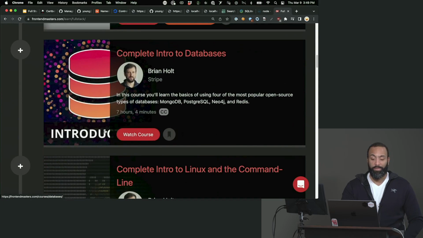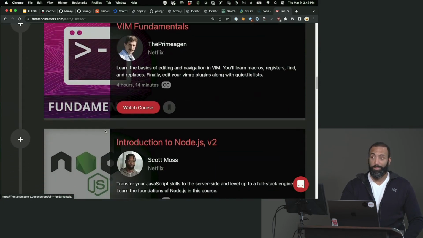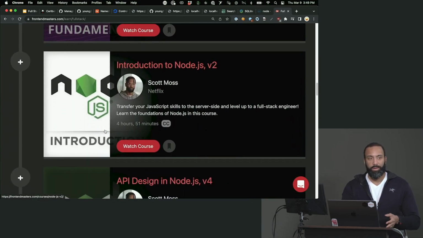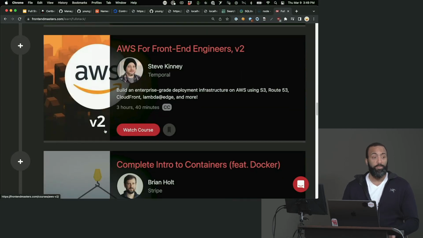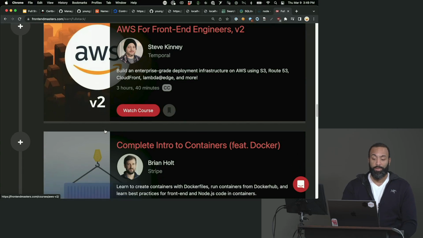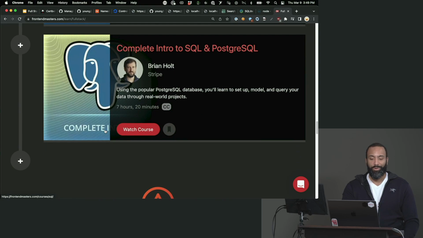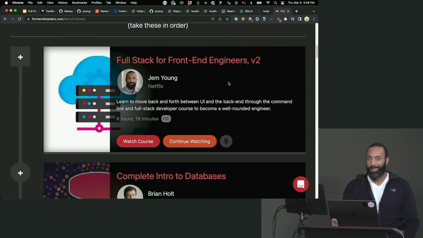So you can get into databases, Linux command line, Vim fundamentals, which we talked about with the Primeagen, who's right over there. Introduction to Node. Scott is an excellent teacher. API design. You can get to AWS. We only touched DigitalOcean. We didn't touch any AWS. You go into Docker containers, more database things, SQL and Postgres. So you are here. And here is a lot, you made it this far. You've done a lot. You've learned a lot, and you can go deeper anywhere you want because any parts of these stacks are probably their own role at a company.